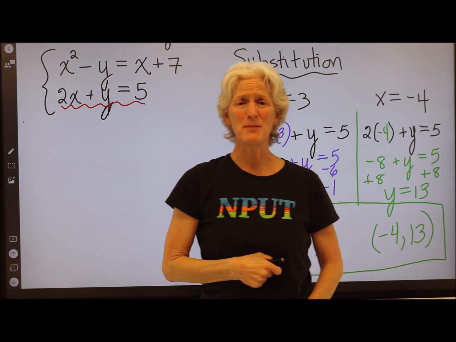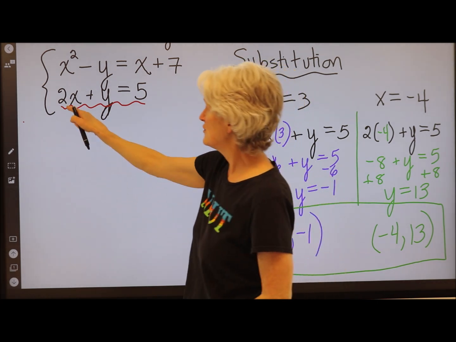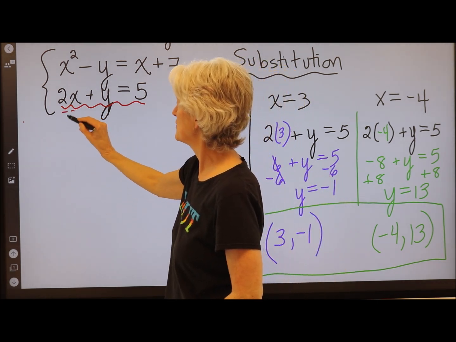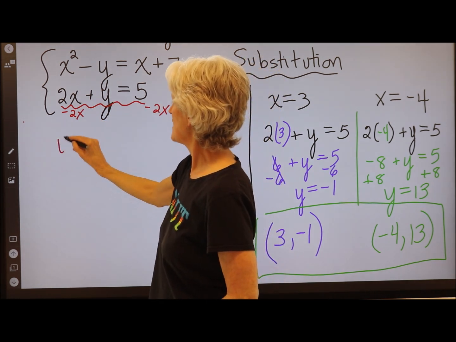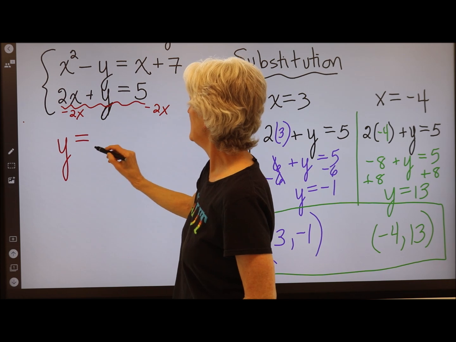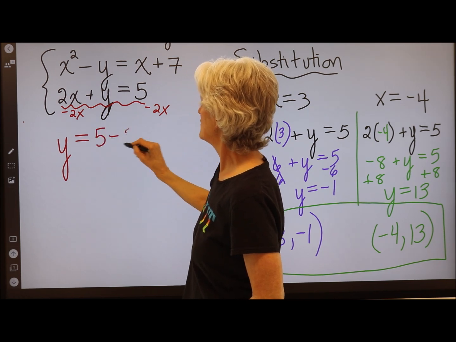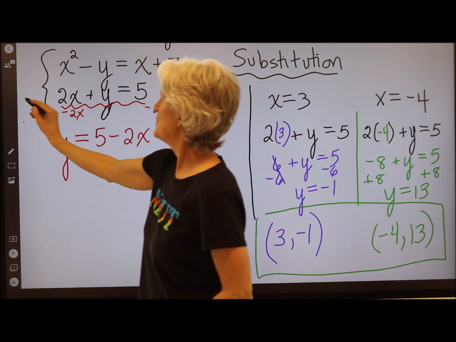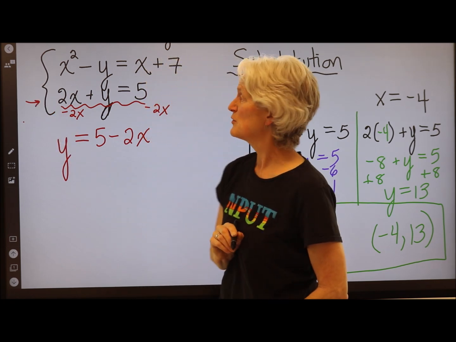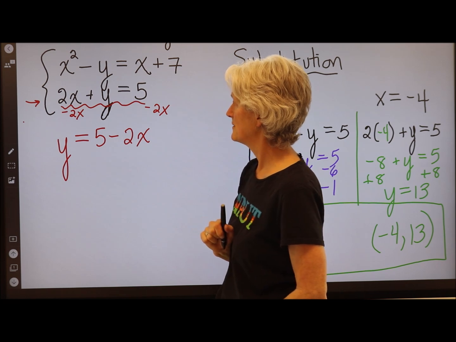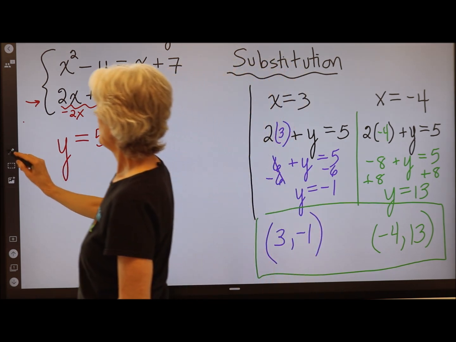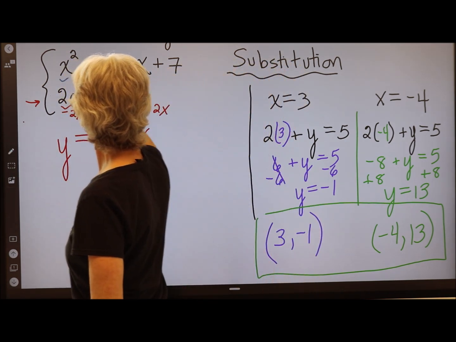Now this first one right here is a little easier than the other, so let's start with that. How can I get y by itself? Oh yeah, I could just subtract 2x from both sides. Let's do that. So that first equation I can rewrite as y equals 5 minus 2x. Everybody cool with that? I just rewrote that first one by subtracting 2x.